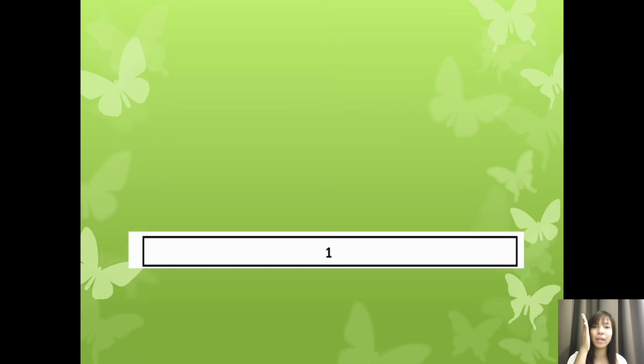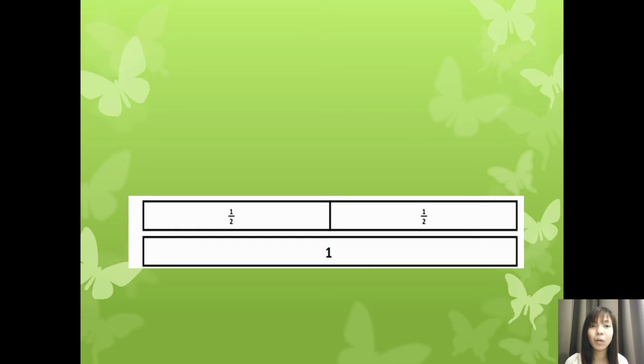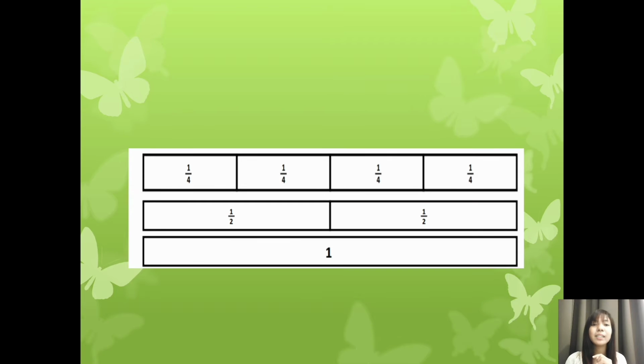And then when we divide one into two equal parts, you will call it 1/2. The half of one here is 1/2. All right. And then we are going to divide the 1/2 into two equal parts. Each 1/2, when you divide 1/2 into two equal parts, it is 1/4. It will become 1/4.